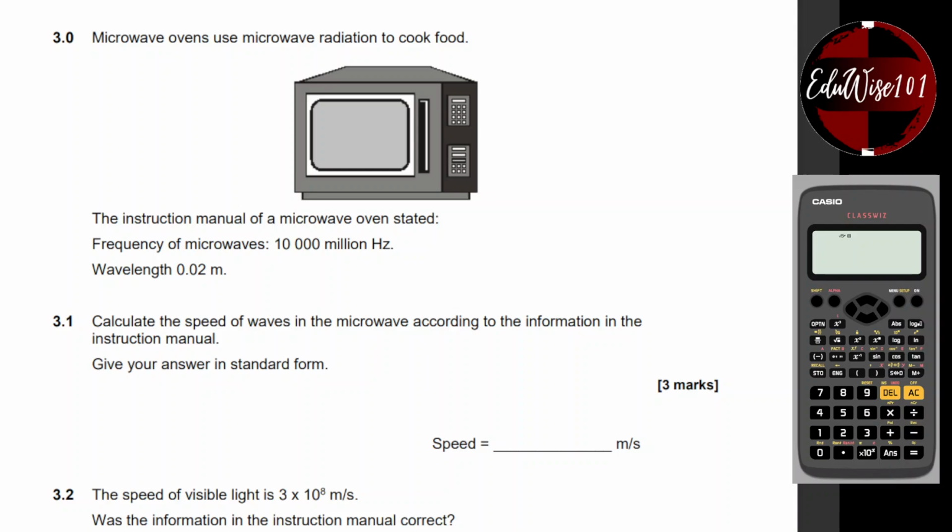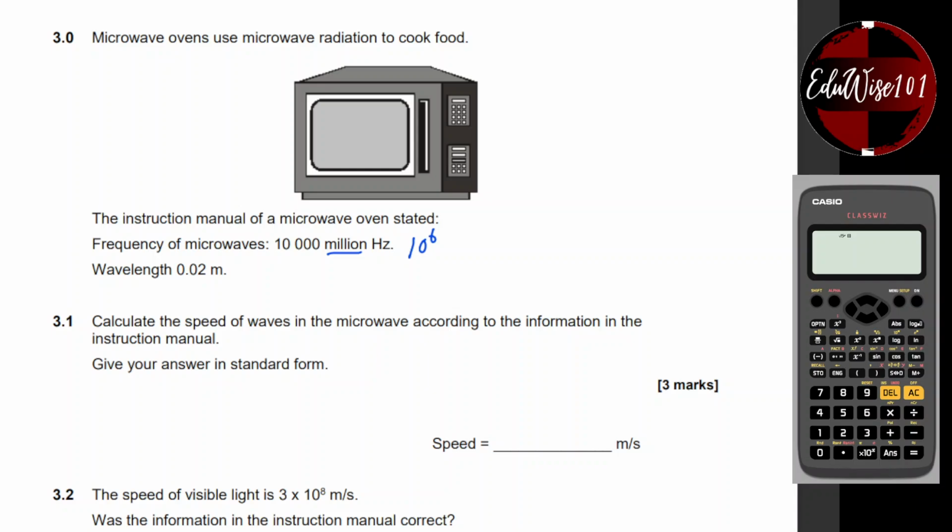Question number 3. Microwave ovens use microwave radiation to cook food. The instruction manual of a microwave oven stated that frequency of microwave is 10,000 million hertz. Now, million, this is where most of the students made mistakes. Million is 10 to the power 6. Wavelength is 0.02 meters. Calculate the speed of waves in the microwave according to the information in the instruction manual. Give your answer in standard form.